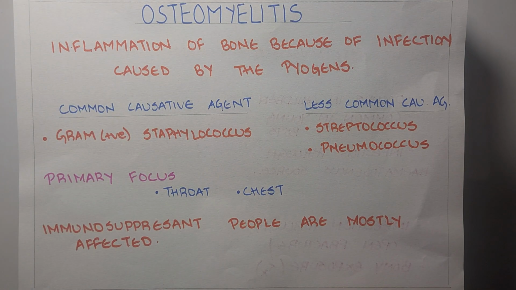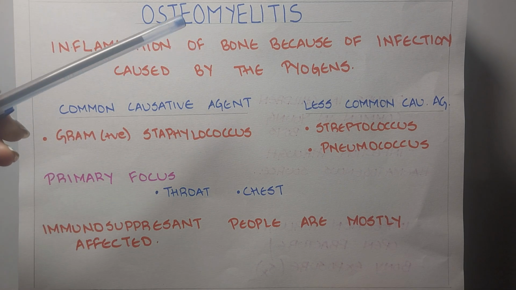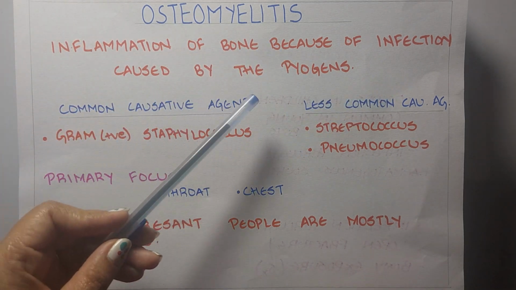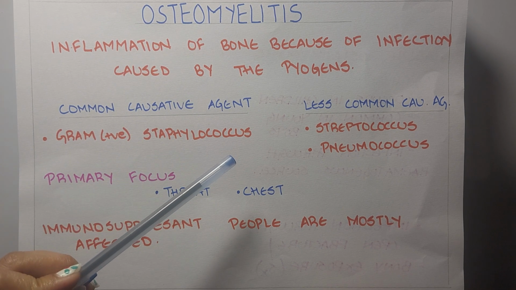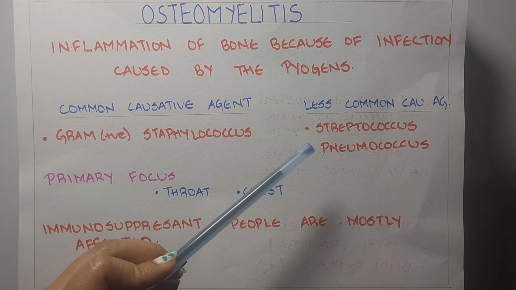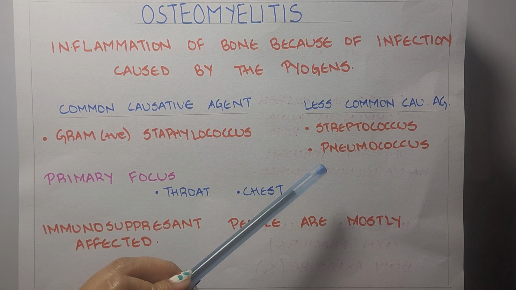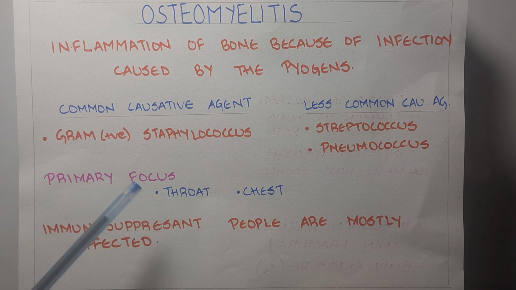Osteomyelitis. This is the inflammation of bone because of infection caused by the pyogens. Now, the common causative agent for osteomyelitis is gram-positive Staphylococcus, and less common is Streptococcus and Pneumococcus. The primary focus of these agents are the throat and chest. This is important. Immunosuppressant people are mostly affected by these agents, leading to osteomyelitis.